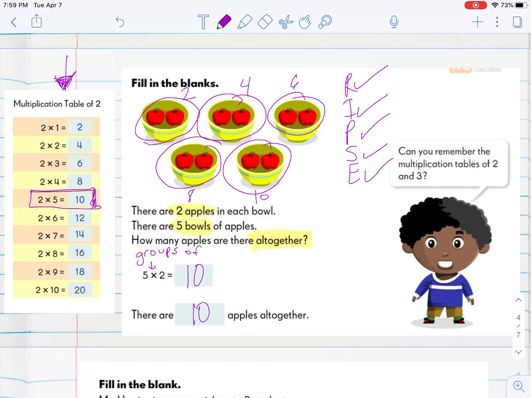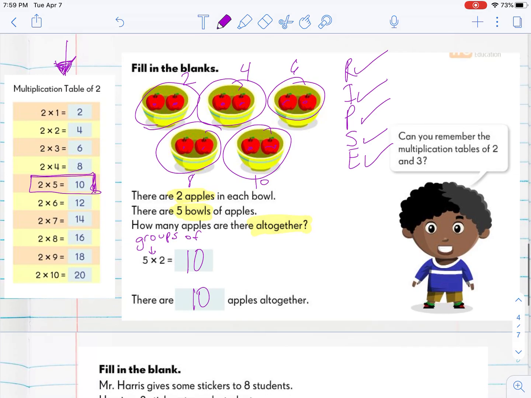Okay? You can also evaluate this. Since you're new to skip counting, you can go back and count the apples by ones. 1, 2, 3, 4, 5, 6, 7, 8, 9, 10. I still see 10 apples. Okay?